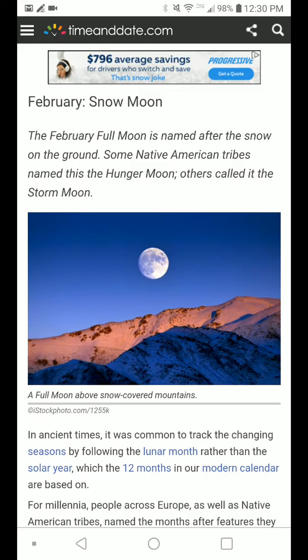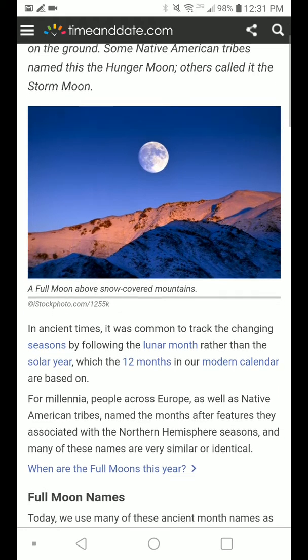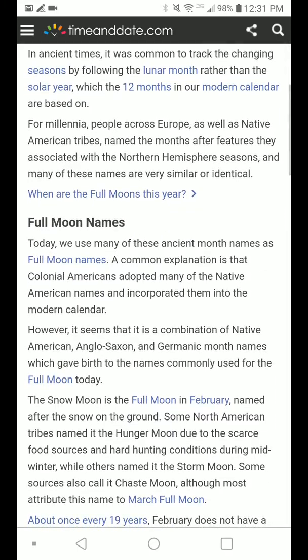It says the February full moon is named after the snow on the ground. Some Native American tribes name this the hunger moon. Others call it the storm moon. But let me continue on. It says, in ancient times, it was common to track the changing seasons by following the lunar months rather than the solar year. Ooh, that's more proof that the moon is for signs and for seasons, you know, instead of the sun. That's just me speaking on it, I just actually noticed that itself.